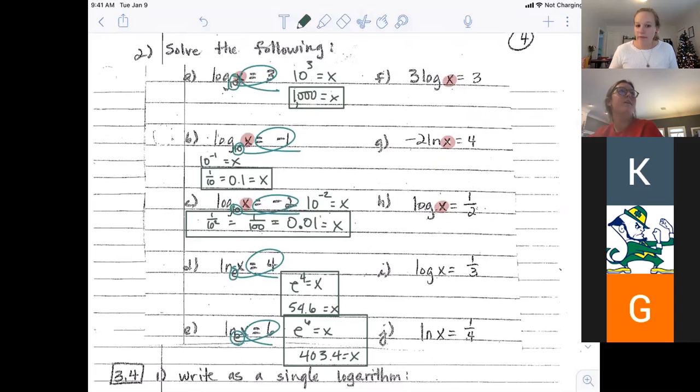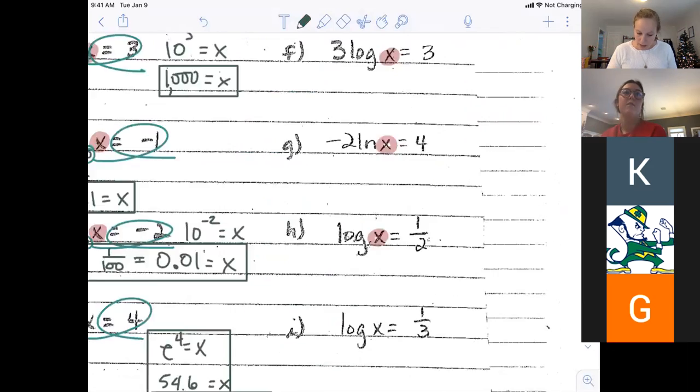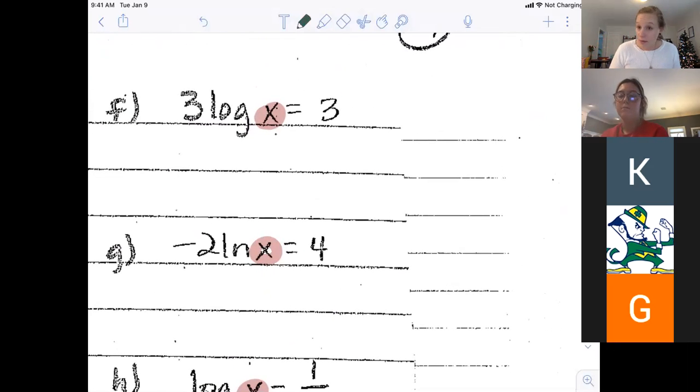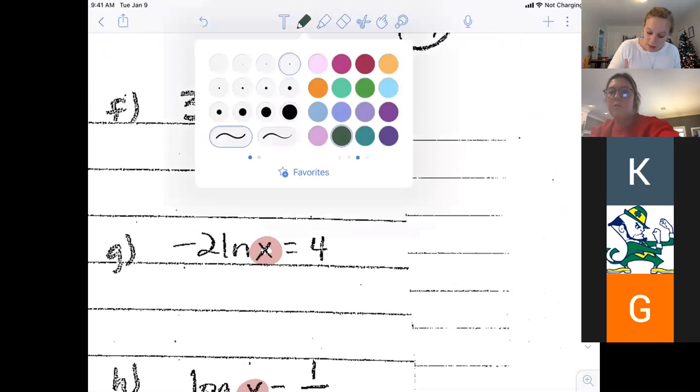All right, we've done 5 like this. Any questions so far? Okay, the next ones have some exponents and some fractions, so let's go look at what those look like. Again, log with no base means log base 10. So I'm going to do 10 to the 3rd.